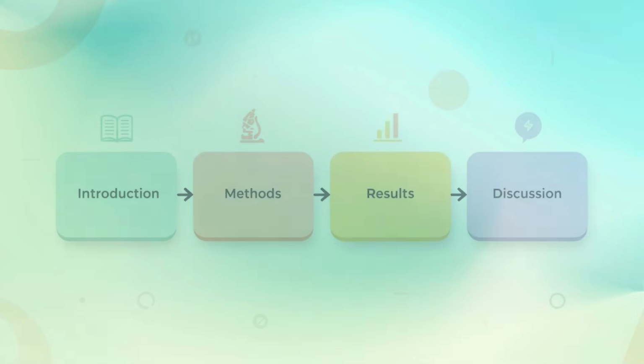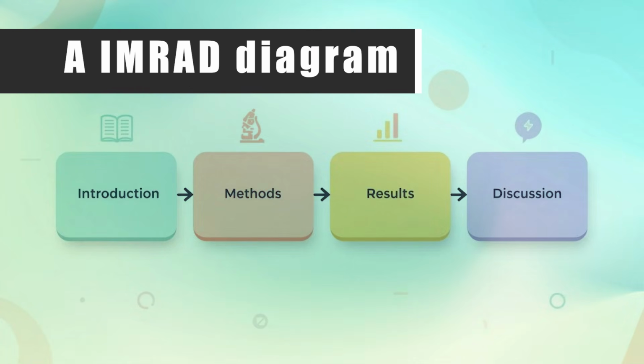The most common structure which is used is called IMRAD. The acronym stands for I, introduction, M, method or methodology, R for results, A for and, and D for discussion. So this structure helps present research in a logical and easy to follow way.